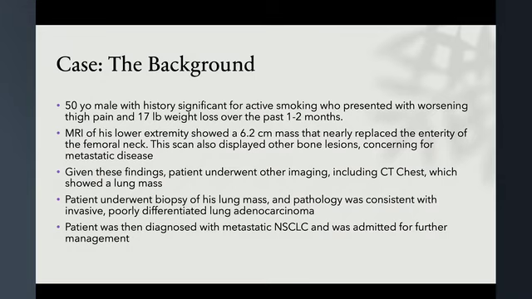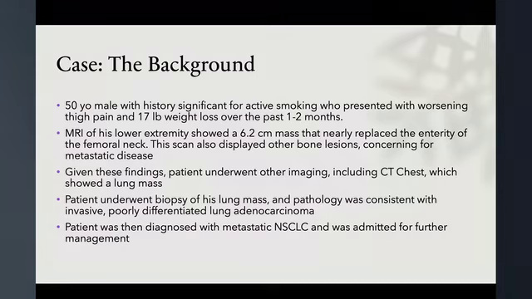So for our case, this is a 50-year-old male whose past medical history is significant for active smoking, who presented with worsening thigh pain and weight loss over the past 1 to 2 months. Due to his thigh pain, he underwent imaging, including an MRI of his lower extremity, which showed a 6.2 centimeter mass that nearly replaced the entirety of the femoral neck. This scan also displayed other bone lesions, which was concerning for metastatic disease.